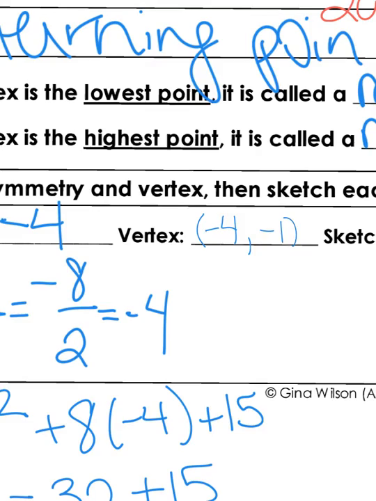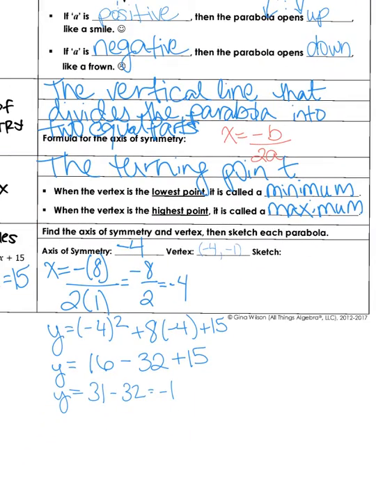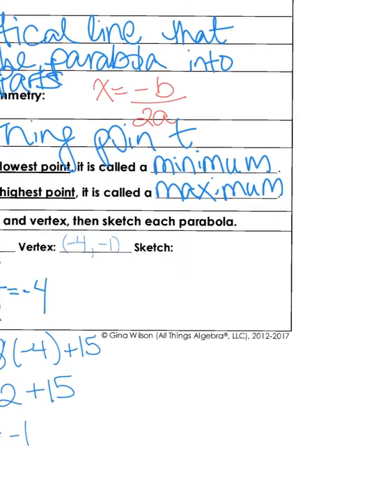All right, so now I'm going to do just a simple sketch of my graph. Here's my y-axis, here's my x. I know my vertex is at negative 4, negative 1. So 1, 2, 3, 4, and let's do negative 1. So there's my vertex. And I know it's opening up because my a value is positive. And that's all I want you to do on your classwork.